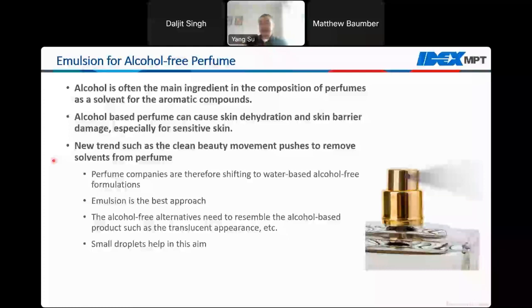One of the challenges is that you hopefully want an alternative formulation that is still able to maintain or resemble the alcohol-based product. Especially one of the properties is the appearance. A lot of the perfume products are translucent, so you certainly want to somehow mimic that appearance with your emulsion formulation. To achieve that, you definitely need to control and drive the particle size, because a smaller emulsion droplet size is certainly going to help in this case with the visual appearance of the product.